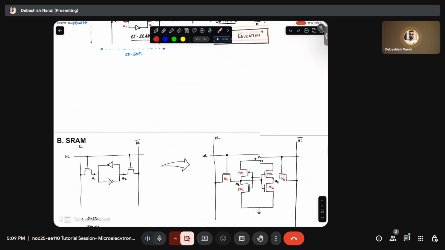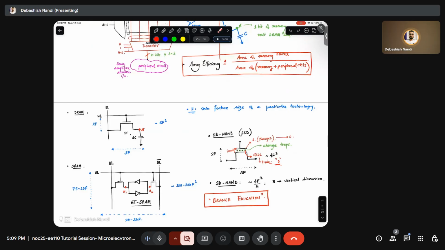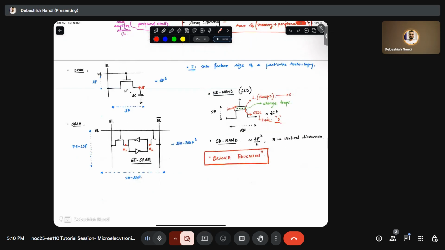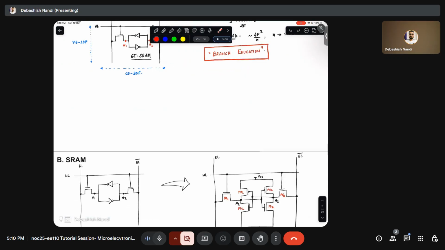Then we have discussed DRAM's sizing of the transistors. So we have mentioned that DRAM has a size of around 6F square. F is the minimum feature size of the particular technology. Then we have discussed SRAMs. We have discussed the structure of the 6T SRAM and the tentative size of that. We have discussed 2D NAND flash, and I have also pointed out to them to follow the branch education channel on YouTube so that they can get a more pictorial view of it.